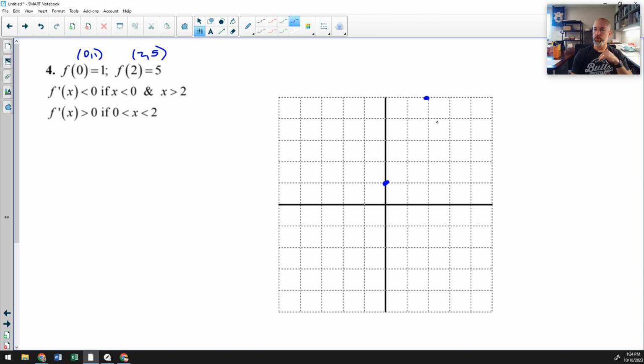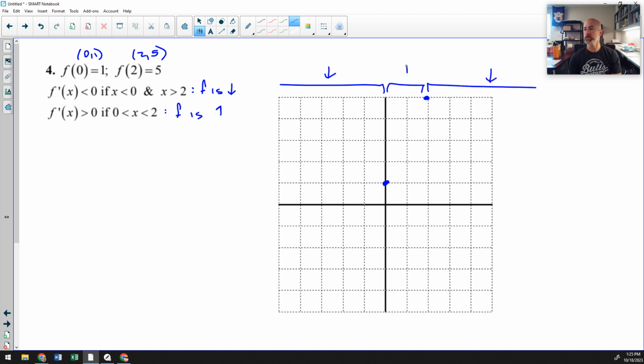I've plotted the 2 points that we're going to aim for. And notice here, I only gave you first derivative information. There's only first derivative information. And so if your derivative is negative, that means your function is decreasing. If your derivative is positive, that means your function is increasing. And so I'm going to make a note over here. Left of 0, we're decreasing. And then after 2, we will decrease. And then between 0 and 2, my function will increase.